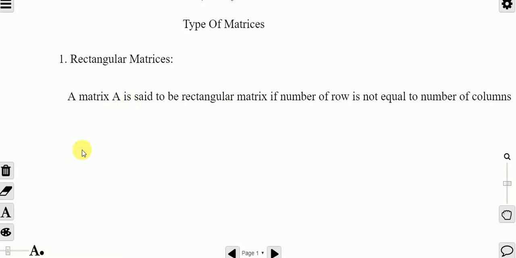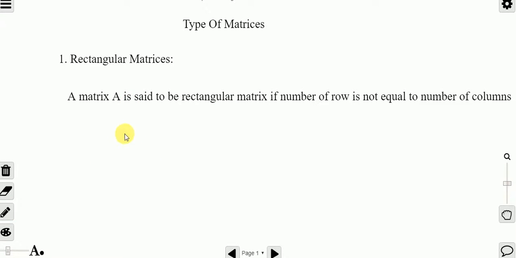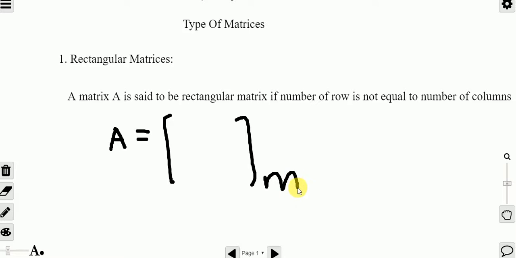So how do we denote a matrix? When we are writing a matrix, we denote it with a capital letter, and the order is written at the bottom. We write the order, which is m cross n. m denotes the number of rows and n denotes the number of columns.